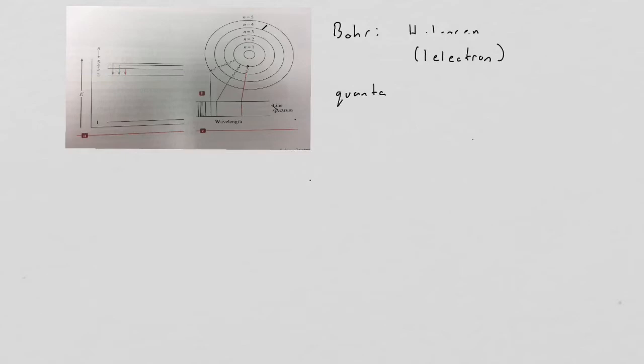So an electron can jump from the first energy level up to the second. It can't jump in between. An electron can jump from the first energy level up to the third. It can't jump in between. And so it absorbs that amount of energy, right? And then it can jump back down. And when it does that, it releases a very specific amount of energy, which corresponds to a very specific frequency, which corresponds to a very specific wavelength.